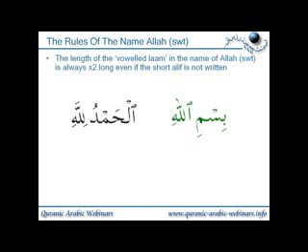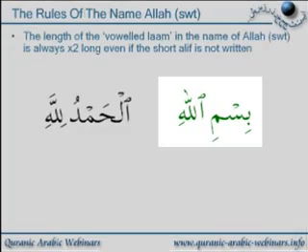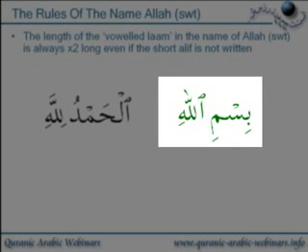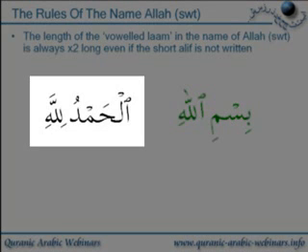The next thing to cover is the length of the voweled lam in the name of Allah subhanahu wa ta'ala, and this is always 2 lengths long even if the short alif is not written. The first example we've got here is again Bismillahi, and on top of the lam of Allah we have the short alif, which indicates to us that it's going to be 2 long. That's why we normally say Bismillahi. You cannot shorten it. It has to be 2 long.